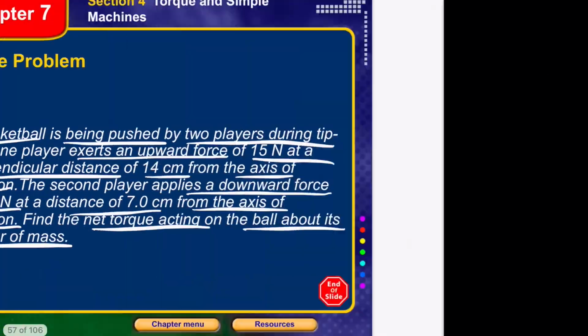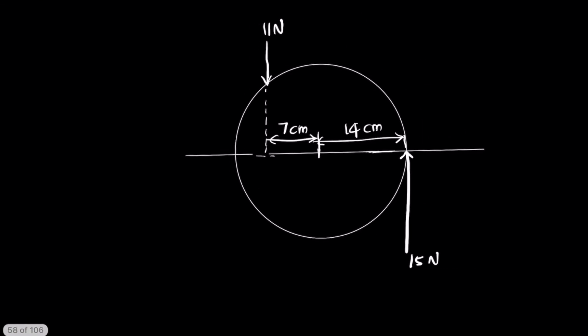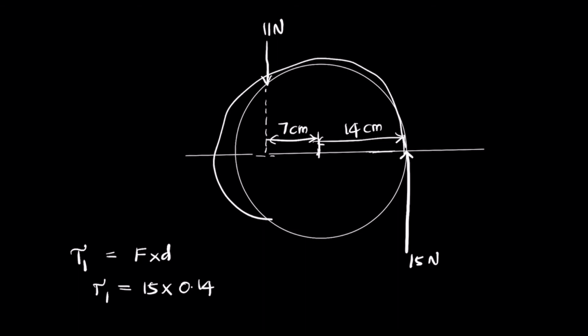Now we have to consider the actual net torque acting on the object. So let's consider the torque from each force. The first torque is force times distance. Notice that here it's perpendicular, so the angle is 90 degrees, so we can write it directly as F d. F here is 15 Newton times 14 centimeters, which can be written as 0.14 meters. Now this is torque 1. We need to know whether it's positive or negative. If this is pushed, the body rotates counterclockwise, so this is a positive torque.